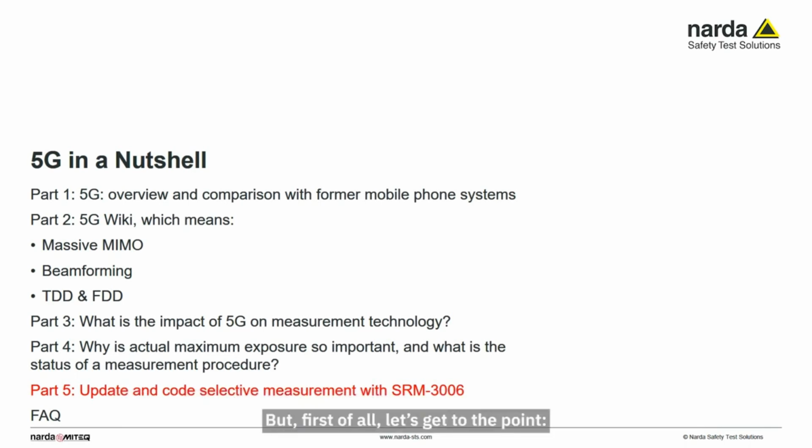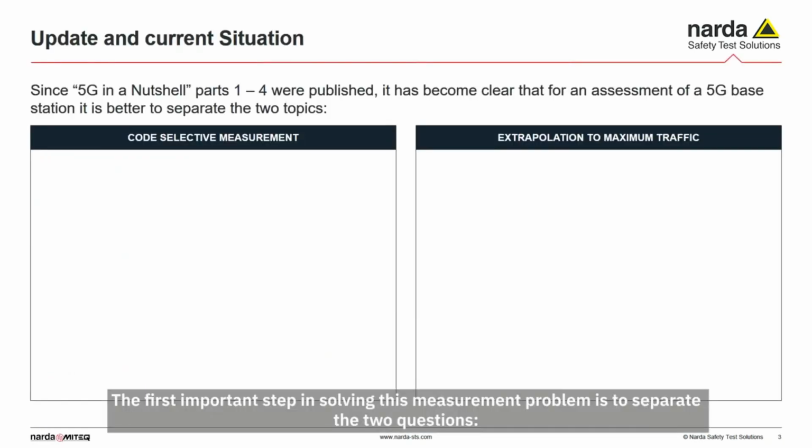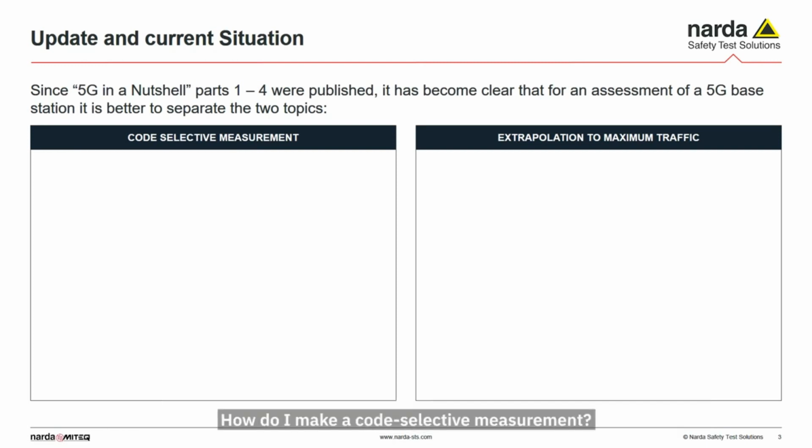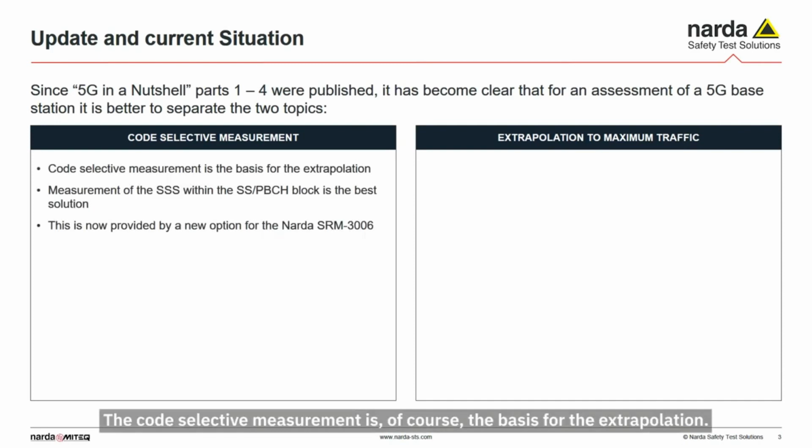But first of all, let's get to the point. How do I measure the exposure due to a 5G base station? The first important step in solving this measurement problem is to separate the two questions: how do I make a code selective measurement? And how do I correctly extrapolate to the maximum possible exposure, particularly when considering beamforming antennas? The code selective measurement is, of course, the basis for the extrapolation.